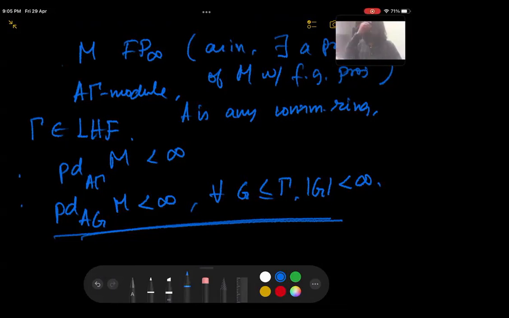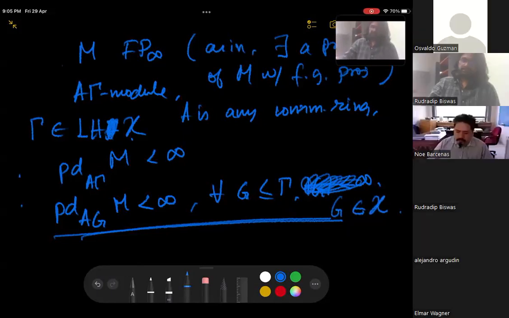And actually, you don't even need LHF here. You can have LHX for any class X. And then instead of saying finite subgroups, you have to say subgroups belonging to that class, as long as that class is, I think, subgroup closed and conjugation closed or something.